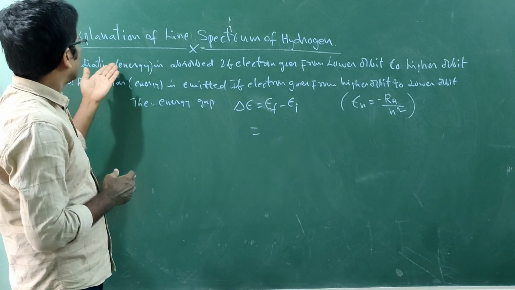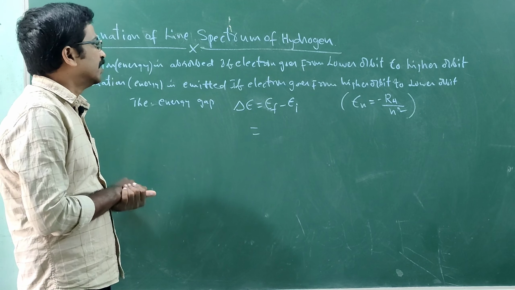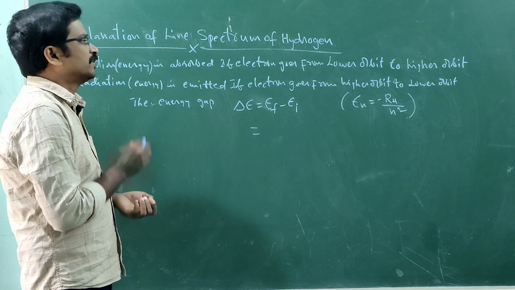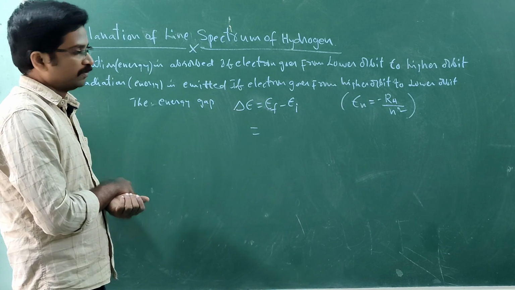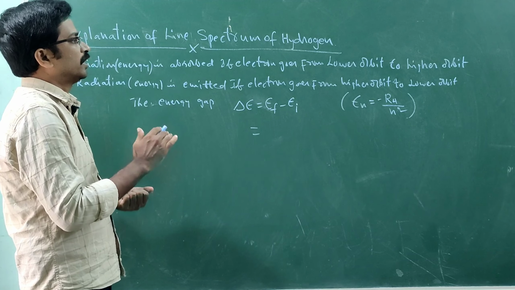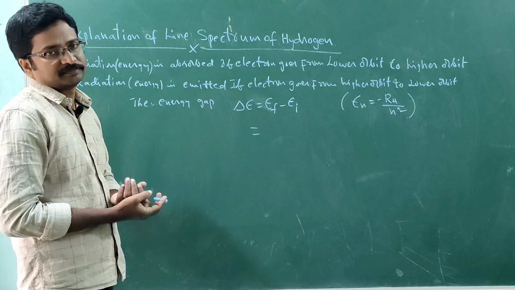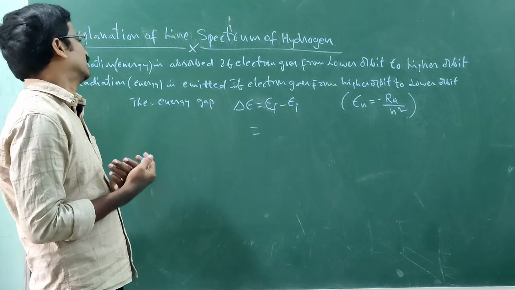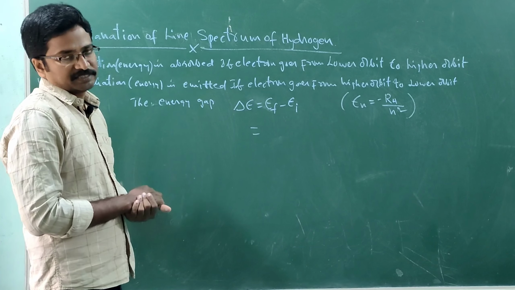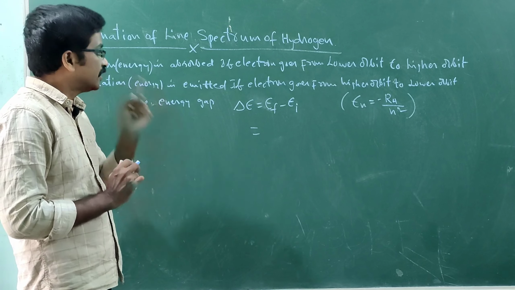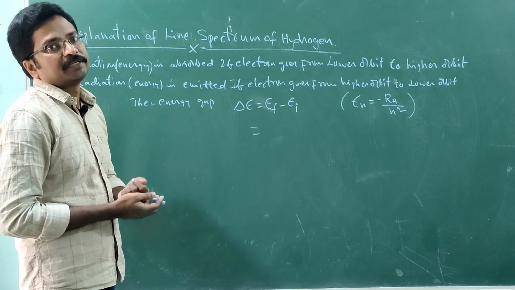He explained that radiation is absorbed when an electron goes from a lower orbit to a higher orbit. When an electron goes from a lower orbit to a higher orbit, radiation is absorbed by the electron. In some cases radiation is emitted, if an electron goes from a higher orbit to a lower orbit.